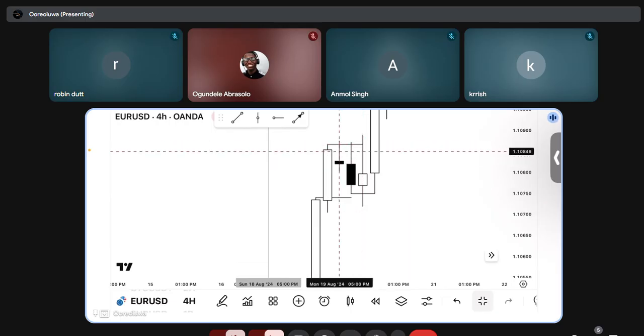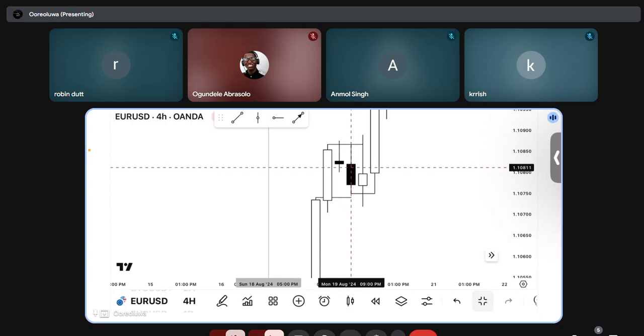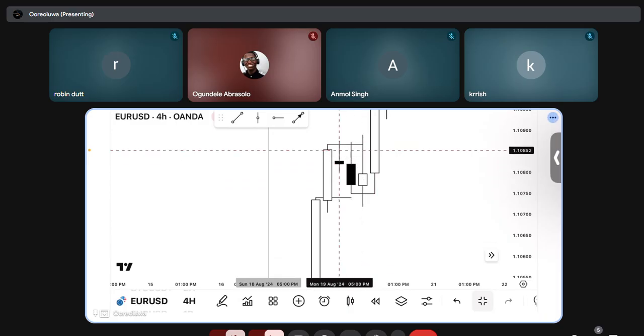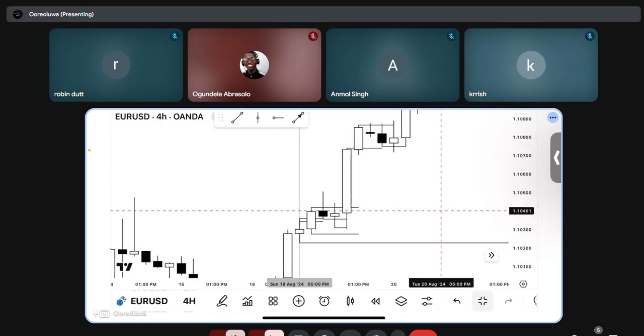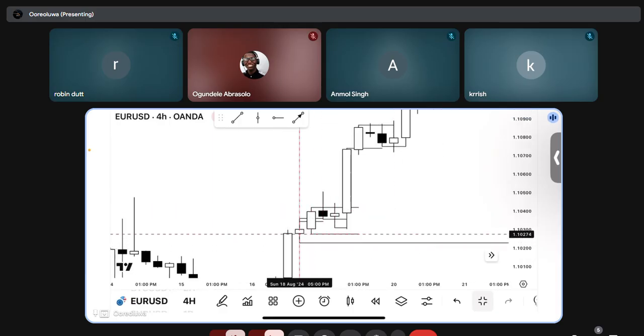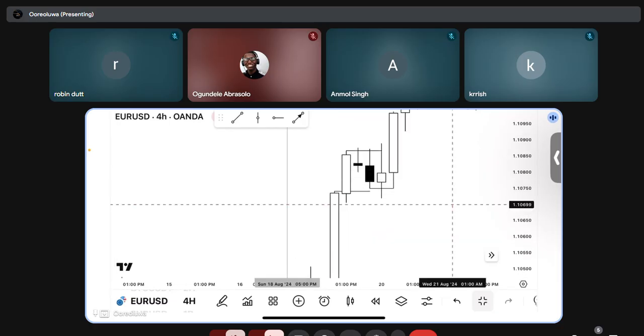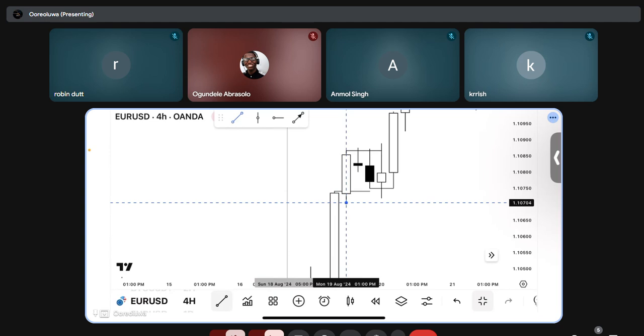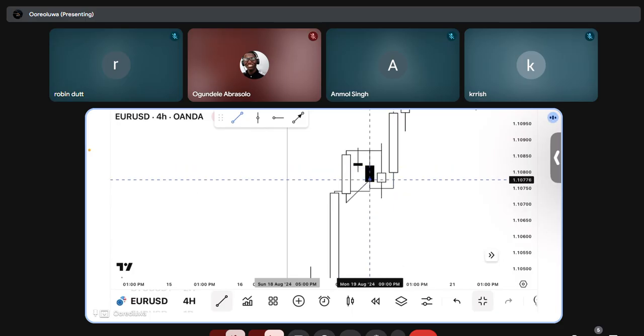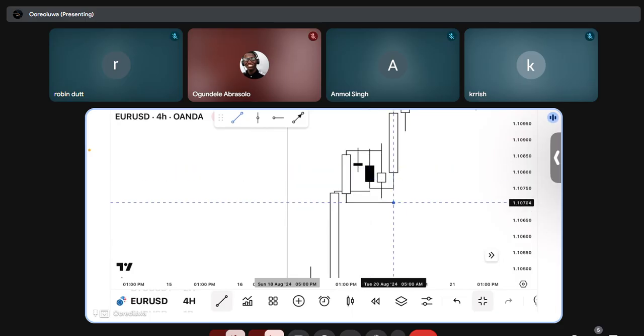So this inside turtle soup, this inside CRT you are seeing, is fake for me. The only time I can close my buy from this point is when price closes below this low. When price closes below this low, that's when I will close my buy. But right now, we haven't closed below it. Instead, we wicked below it, so that means I'm still holding my buys. You can see it, right?